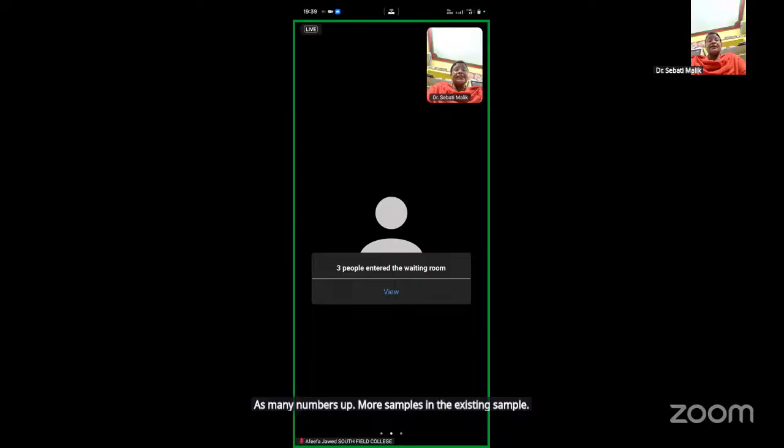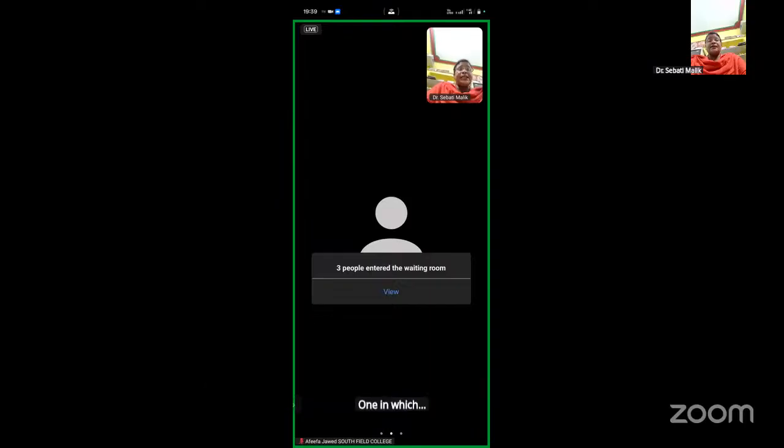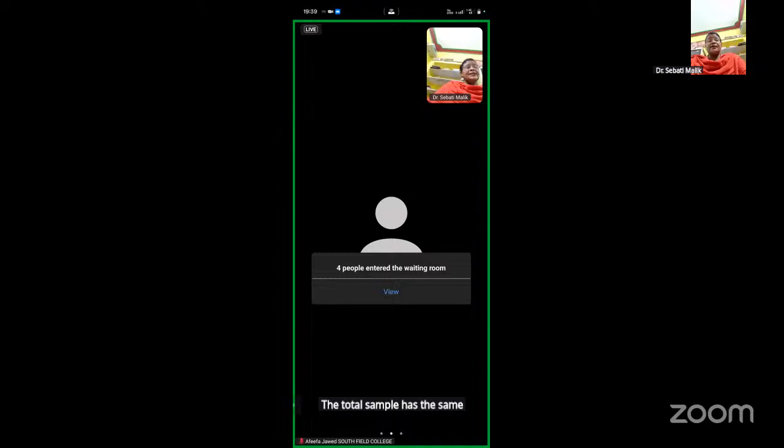Then quota sampling. Quota sampling is one of the non-probability sampling methods in which units are selected into a sample on the basis of pre-specified characteristics, so that the total sample has the same distribution of characteristics assumed to exist in the population being studied.